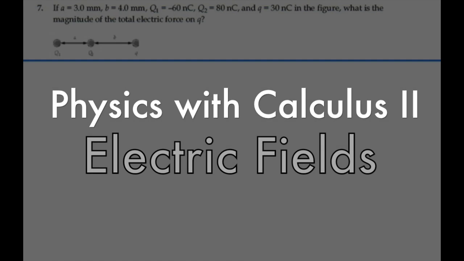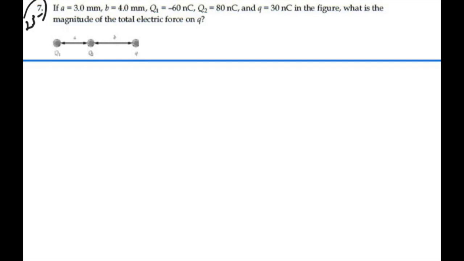Here's problem 23-7. If A is equal to 3 millimeters, B is equal to 4 millimeters, Q1 is minus 60 nanocoulombs, Q2 is 80 nanocoulombs, and little q is 30 nanocoulombs in the figure, what is the magnitude of the total electric force on little q?